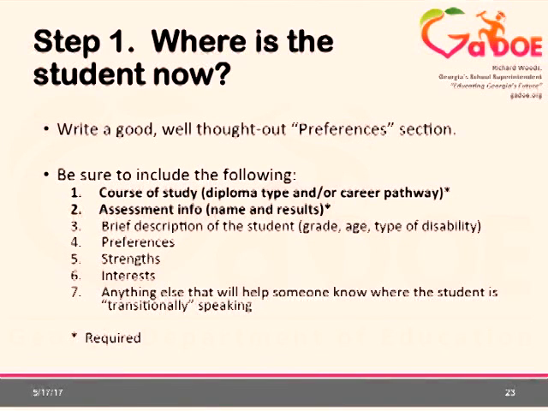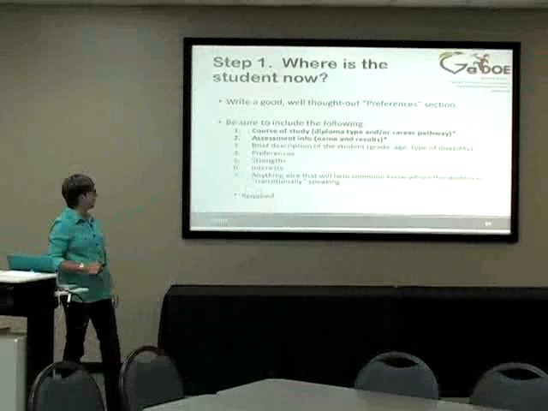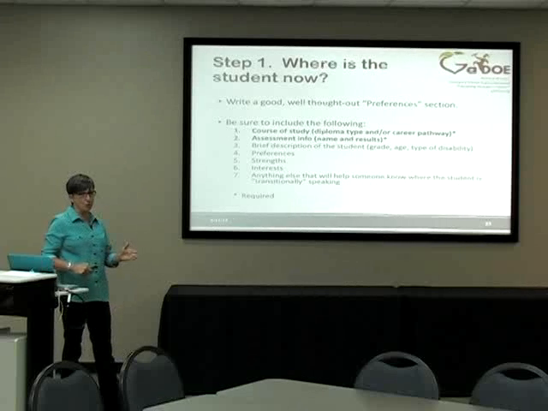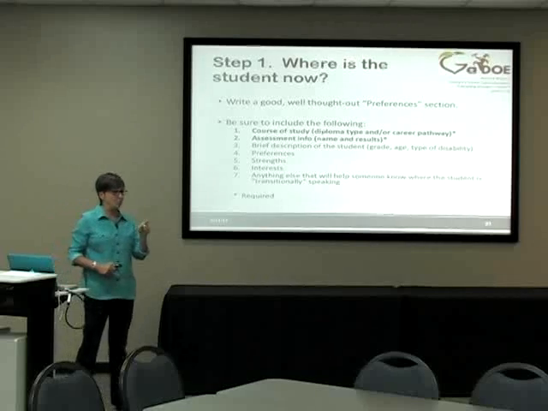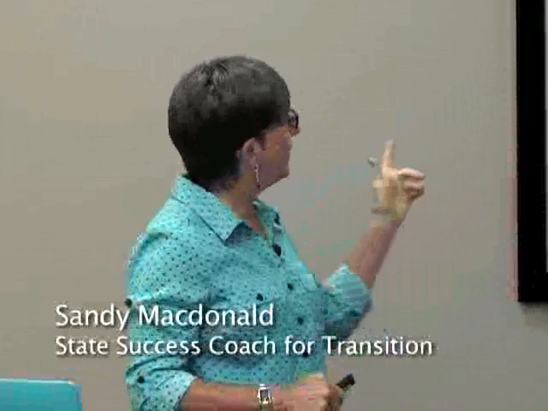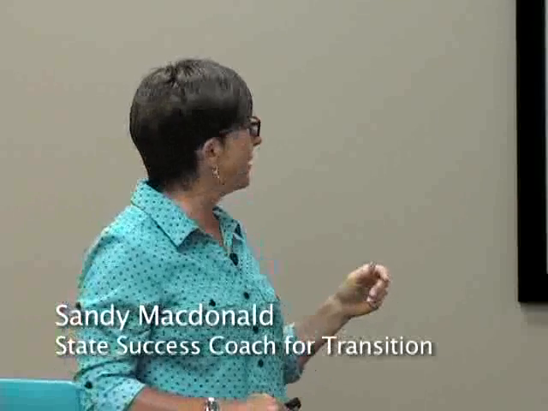The first two are required by law, so you've got to make sure you've got those two things. The course of study, which includes the diploma type or the career pathway, and assessment information, which would include the name and results. If you take a look at that transition planning checklist that I gave you guys, you'll see over in the comments section that it does describe what you need to have for each of these things.